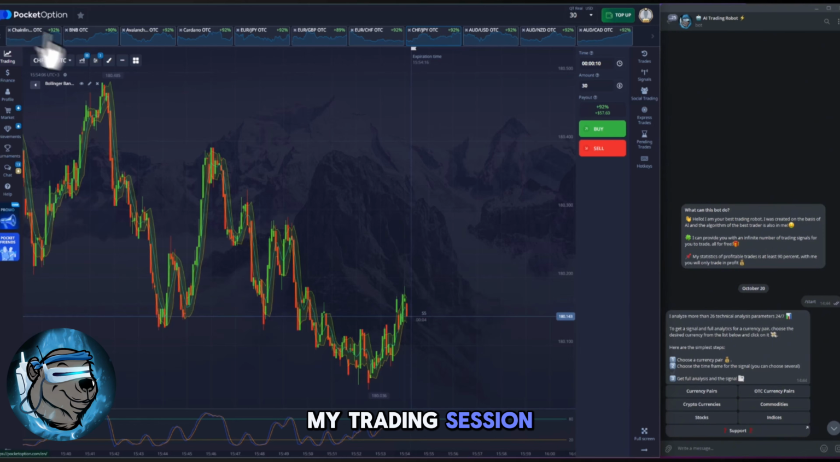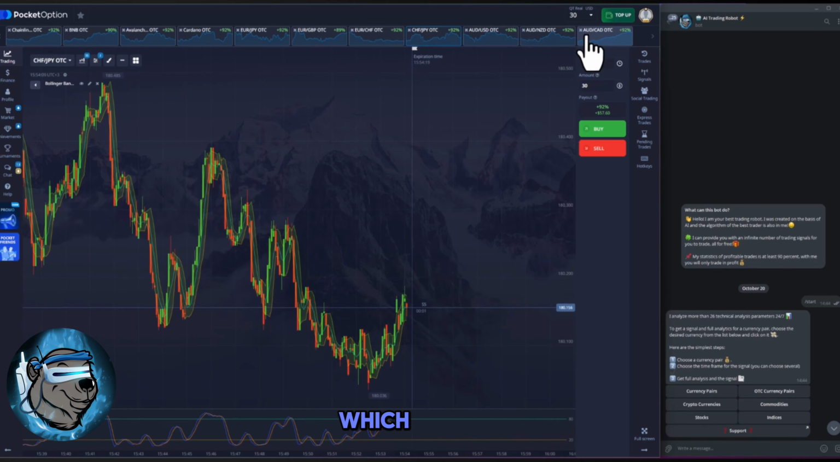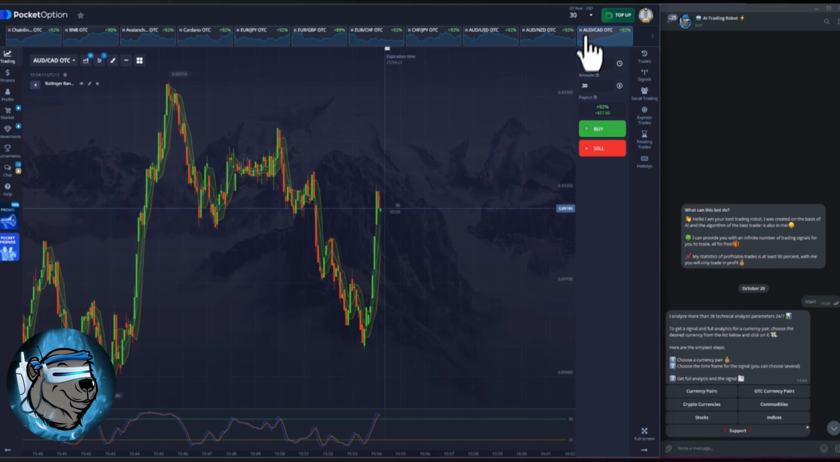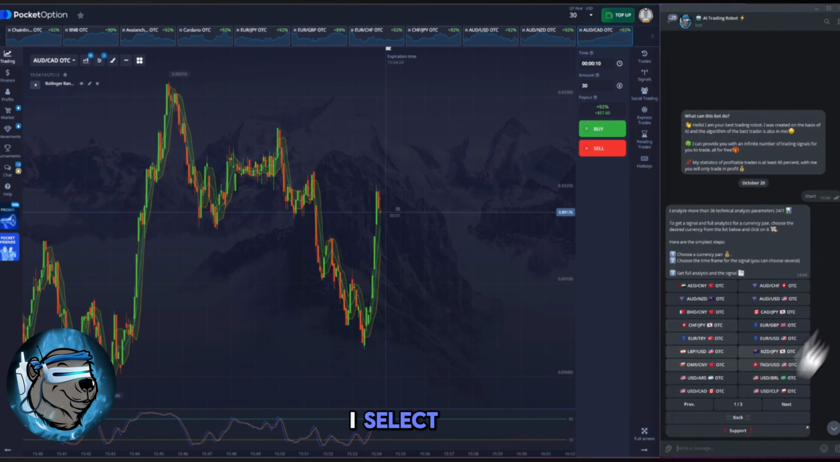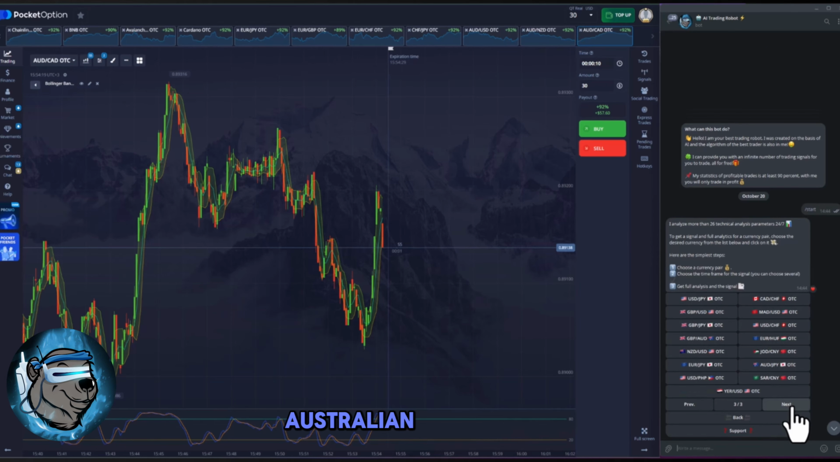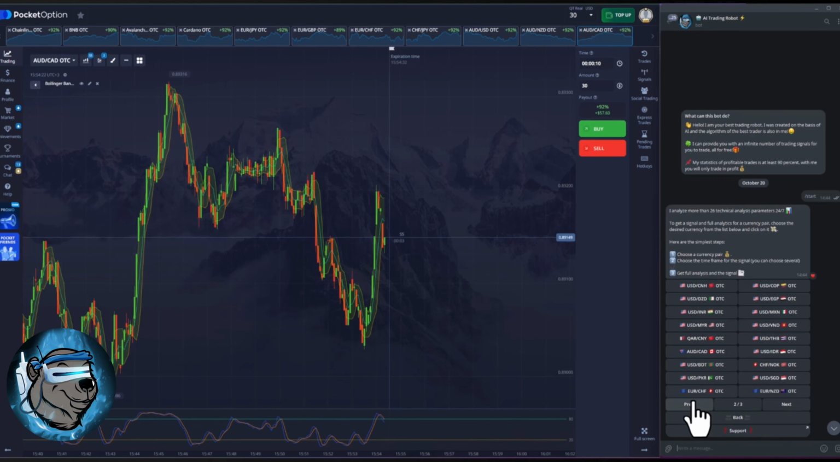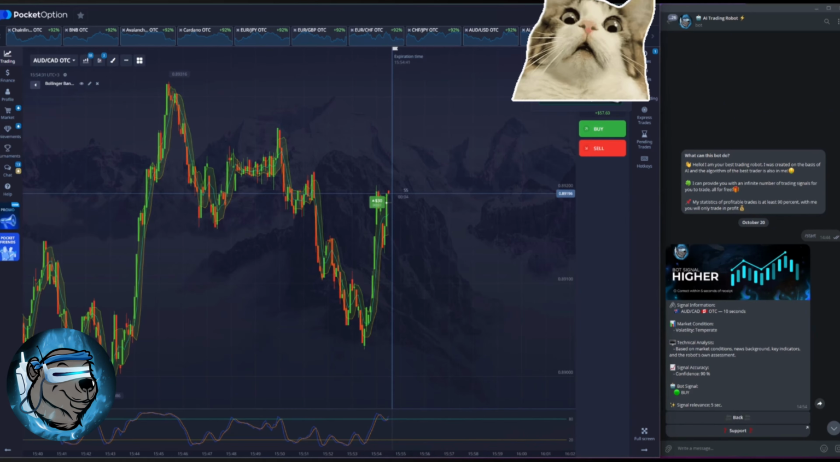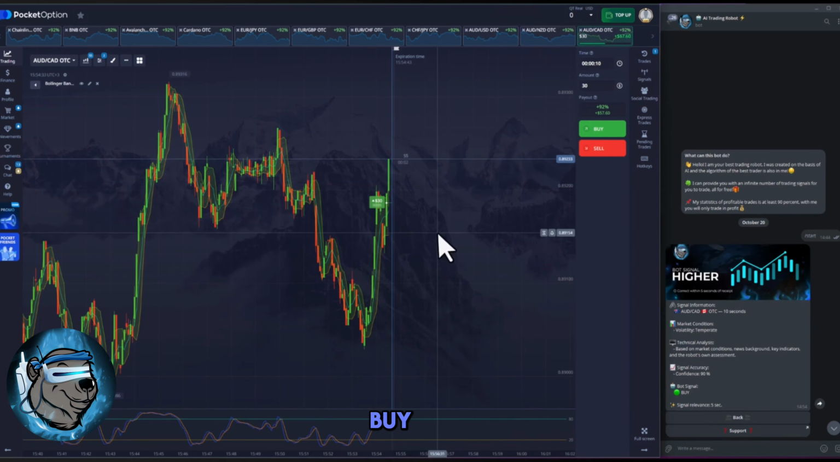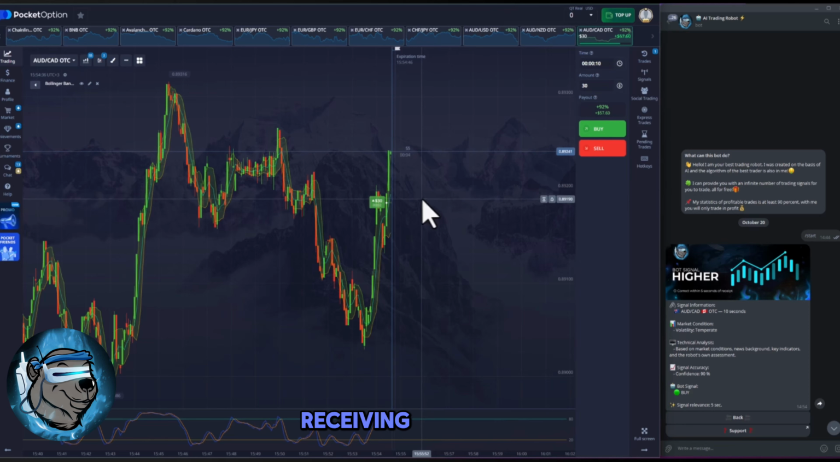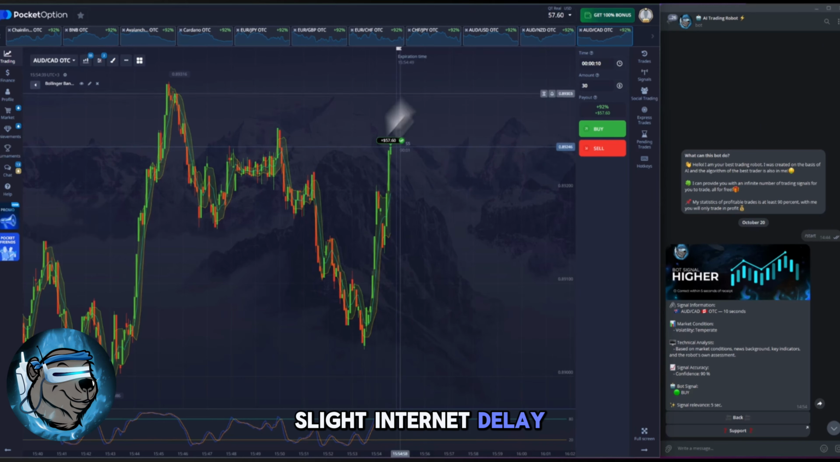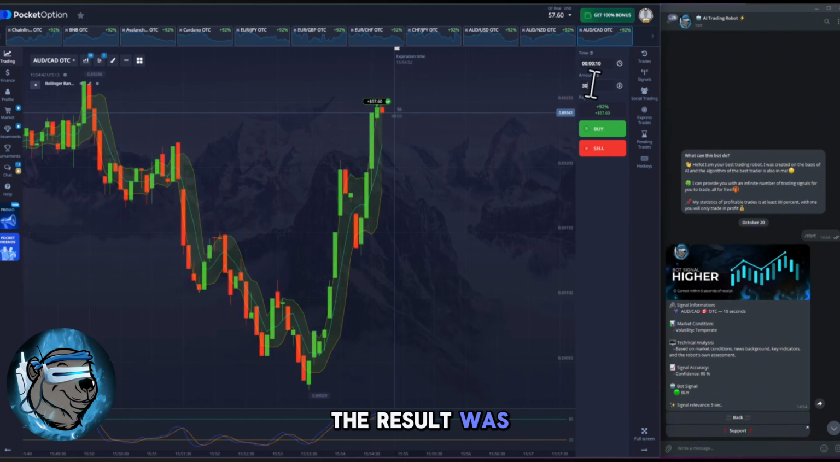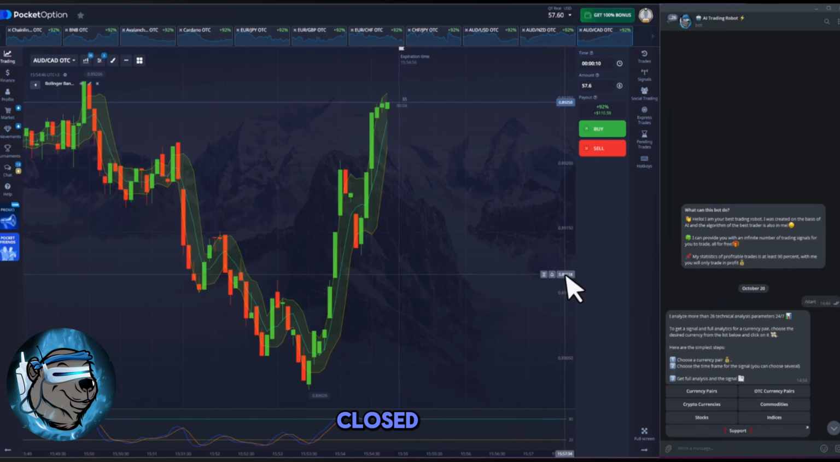Now, I'm starting my trading session. I think I'll start with the first asset, which will be a currency pair, Australian dollar and Canadian dollar. I select this asset on the trading robot. I find this asset on the tool, Australian dollar and Canadian dollar. All right, 10 seconds. The trading tool is telling me that I need to buy here. I opened a buy trade after receiving the signal. There was a slight internet delay, but it's no big deal. The result was positive, and thanks to that, my first trade closed with a profit.